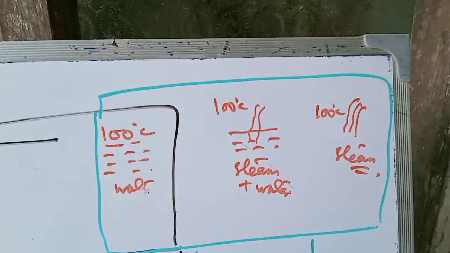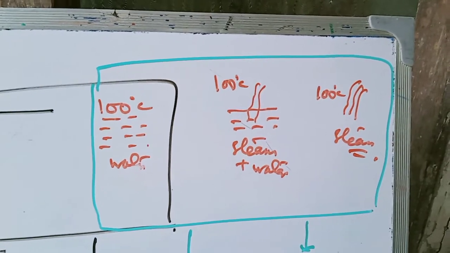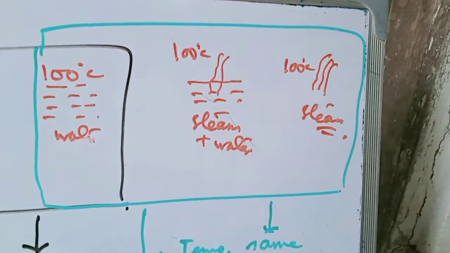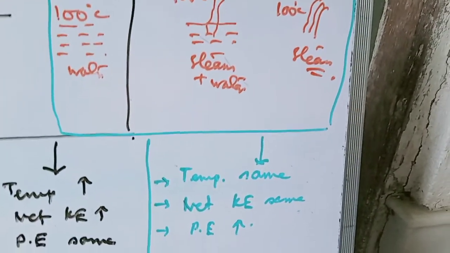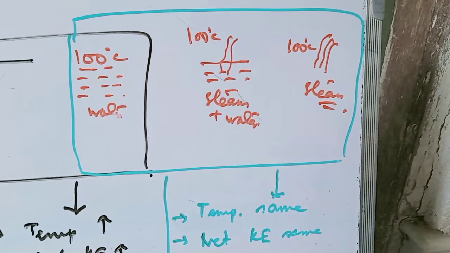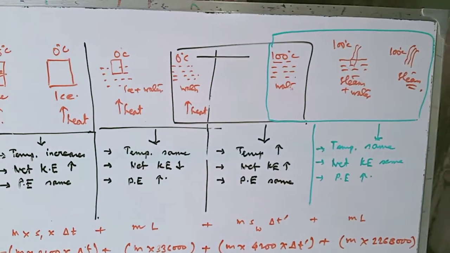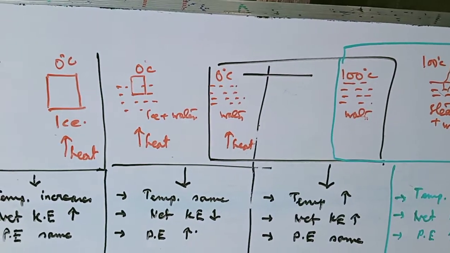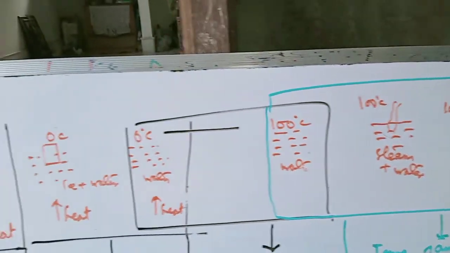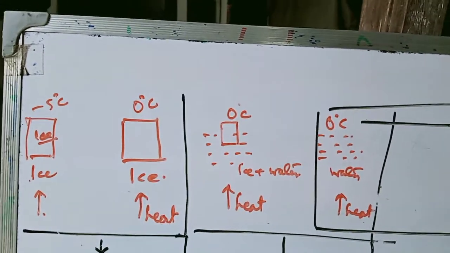That means to increase the potential energy of the molecules. Unless and until the entire water gets heated up and converted to steam, the temperature remains static. That means the net kinetic energy remains the same, potential energy increases, and the temperature remains the same at 100 degrees Celsius. Now here two changes of state are occurring, one from solid to liquid state, another from liquid to vapor state. You should remember that the latent heat of vaporization is always greater than the latent heat of fusion.